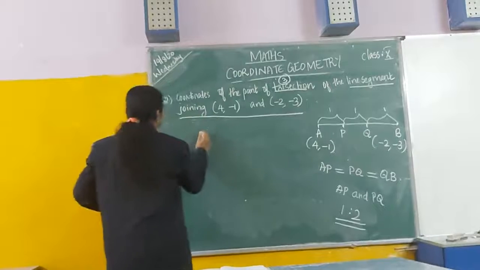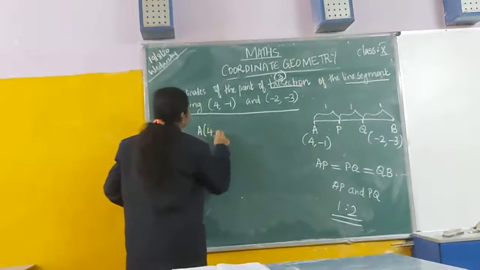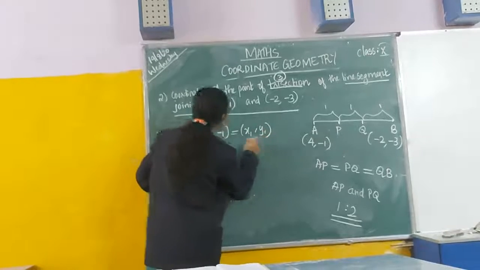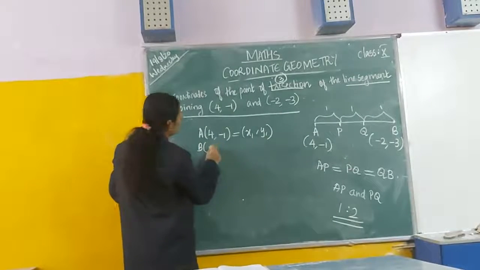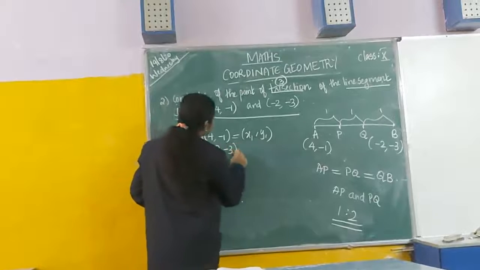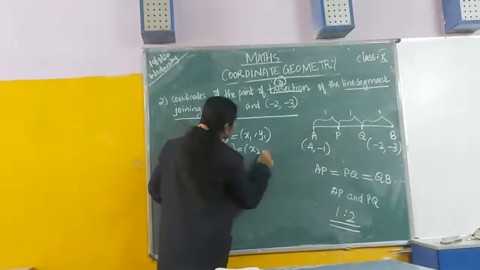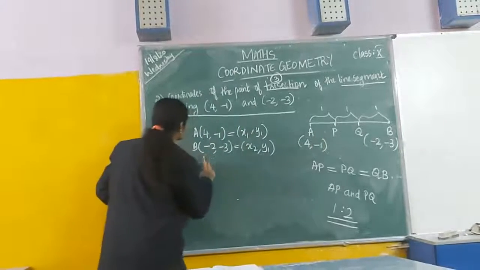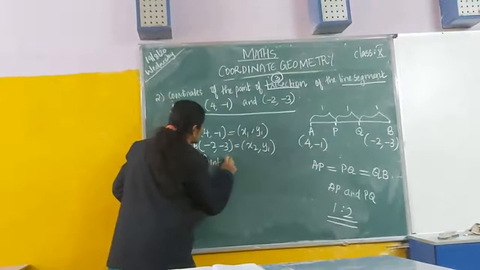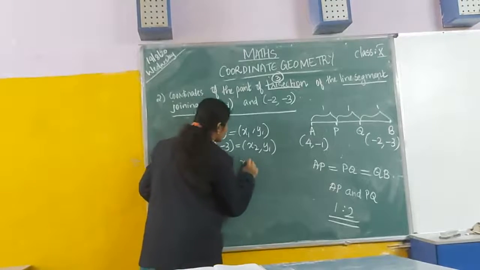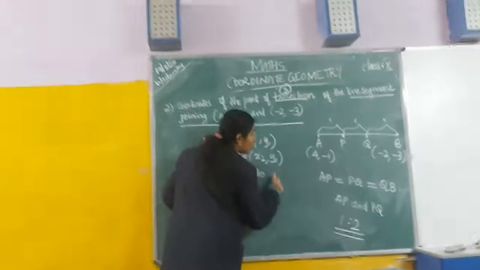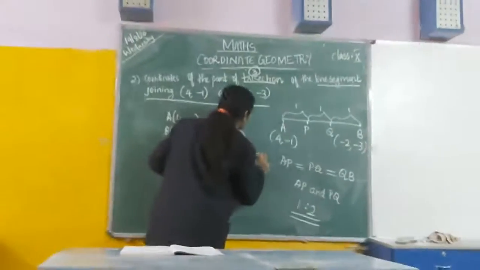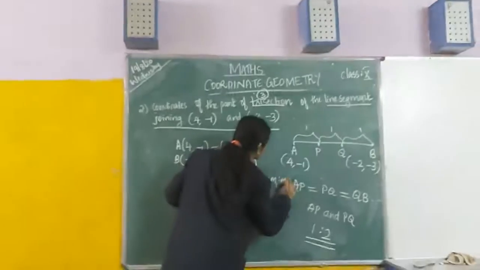Okay. So the point A is (4, -1). That you should take as (x1, y1). And the second point (-2, -3), that you should take as (x2, y2). And the ratio of the point P, its ratio is 1:2. So if the ratio is 1:2, that is m1 is to m2.